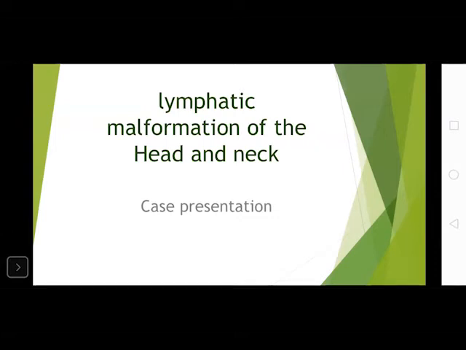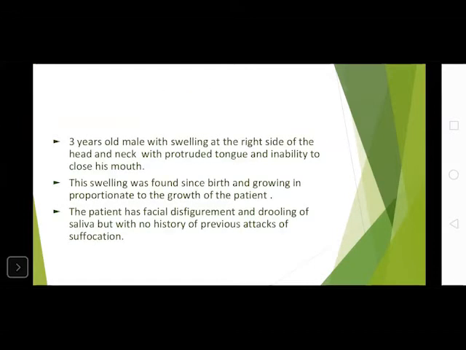I will present a case of lymphatic malformation of the head and neck. Our patient is a 3-year-old male with swelling at the right side of the head and neck with a protruding tongue and inability to close his mouth. This swelling was found since birth and has been growing in proportion to the patient's growth. The patient has facial disfigurement, excessive drooling of saliva, and inability to close his mouth, but with no previous attacks of suffocation or airway affection.